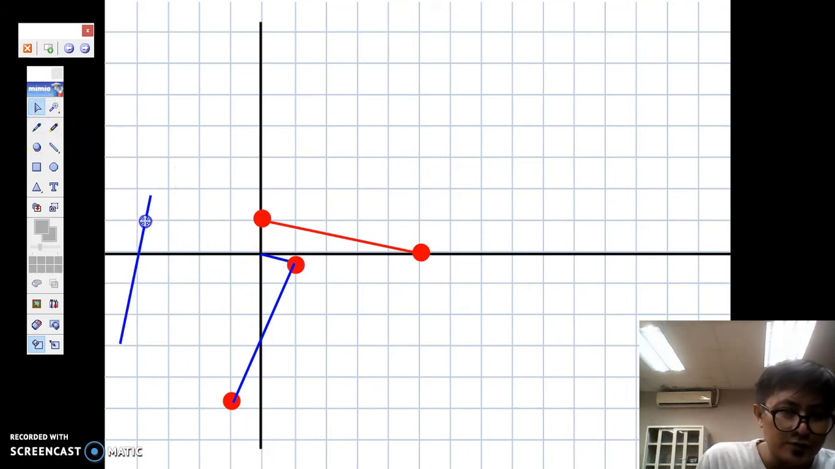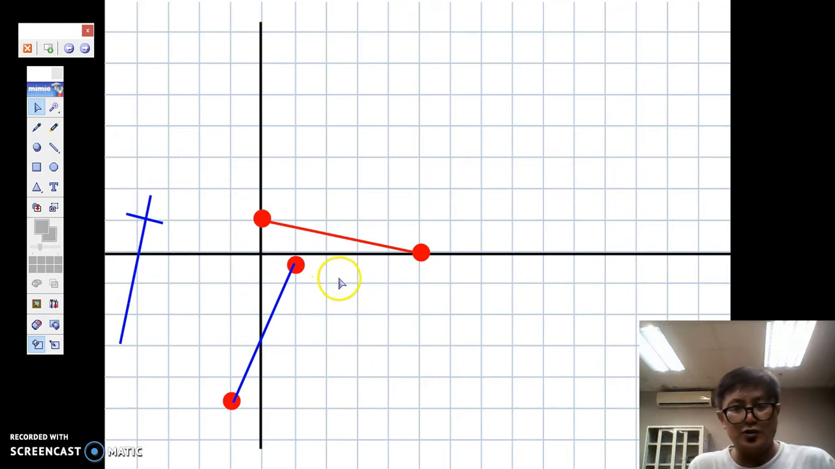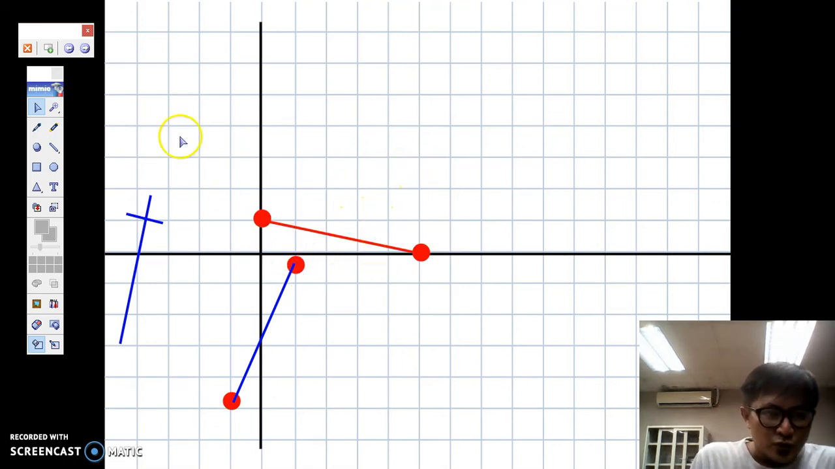Let's remove this now, and this. So what would be the coordinates of these two, the blue segment after rotating the red segment 120 degrees about the origin clockwise? So to do that, let's redraw the problem here in a larger scale.